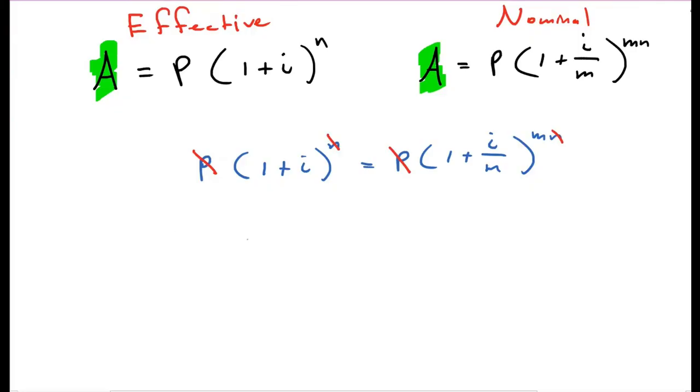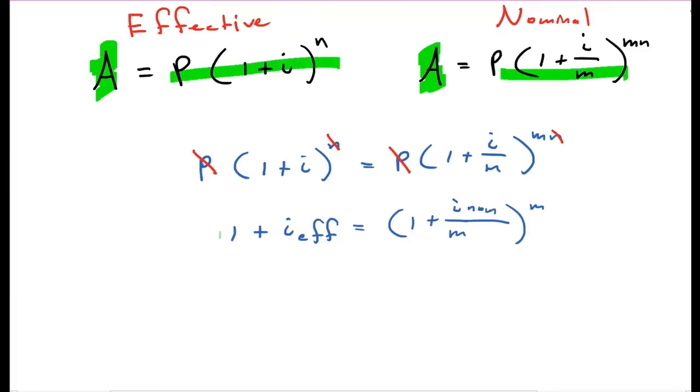Let's have a look. So now what do I have? I've got 1 plus i, which I told you was the effective interest rate, equals, that bracket's still there, 1 plus i over m, and that m is still there. Oh, and that's the nominal interest rate. So now I've got my formula to convert between the two. Now you're supposed to memorize this formula in grade 11, that 1 plus i effective equals 1 plus i nominal over m to the power of m. But as you can see, if you just know both of these formulas and equate them, you can quite easily convert now between the two different interest rates.